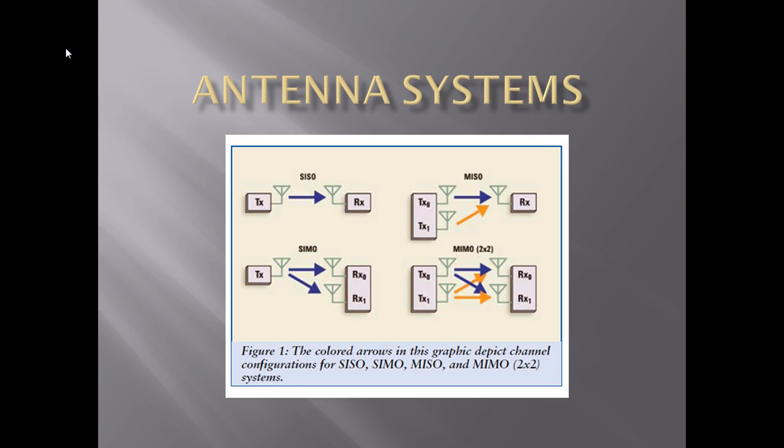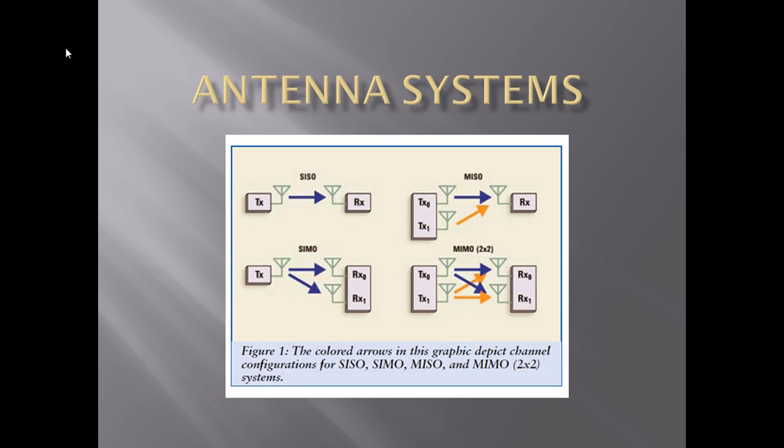There are different diversity schemes such as space or antenna diversity, time diversity, and frequency diversity. In this project, we get into details of space diversity schemes. The space diversity scheme uses more than one antenna at the transmitter or receiver to send multiple copies of the signal and eventually improve the diversity gain.